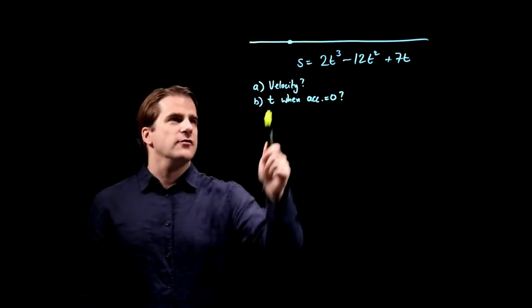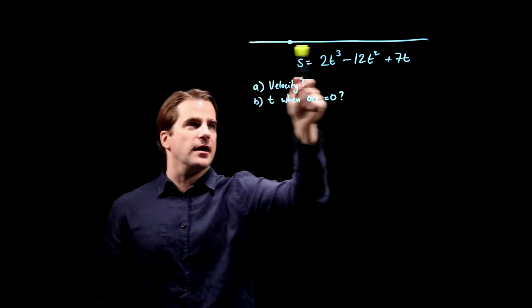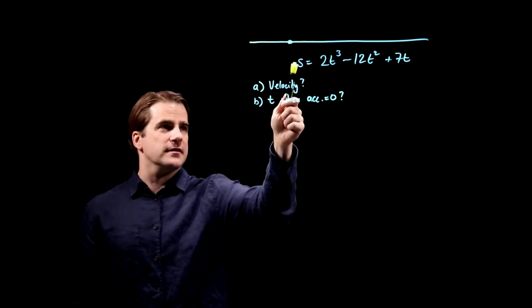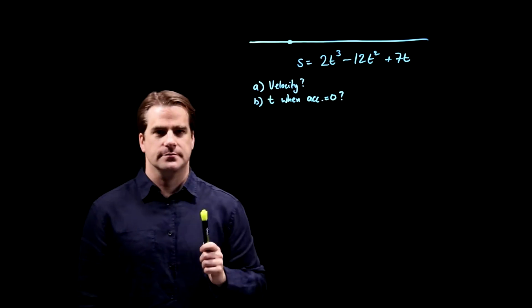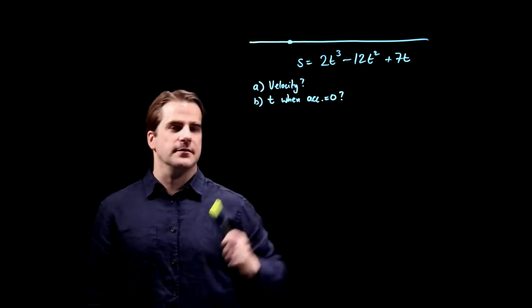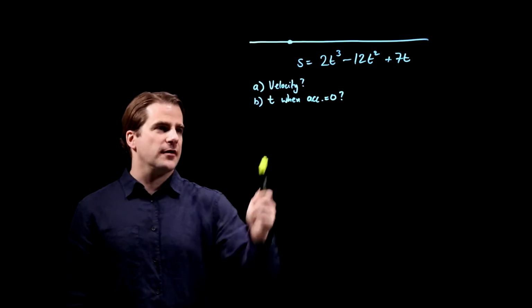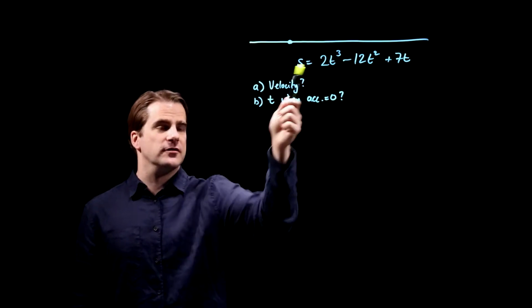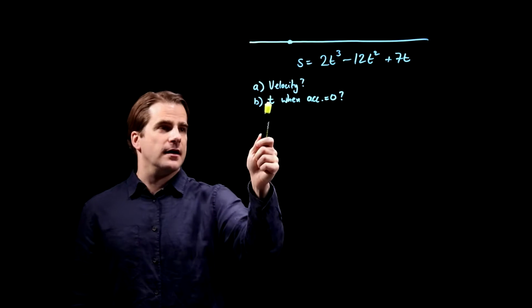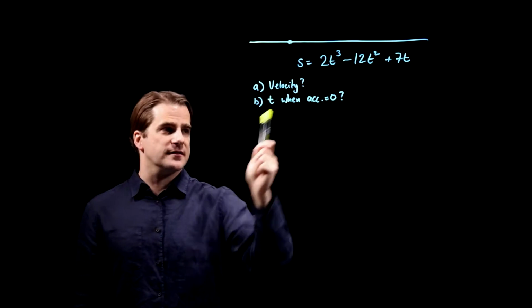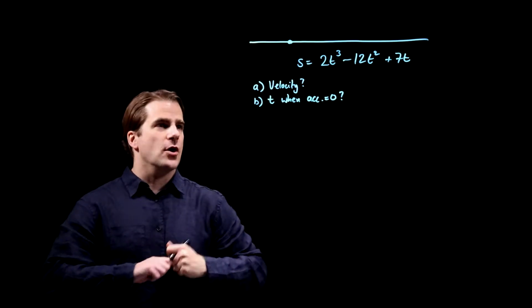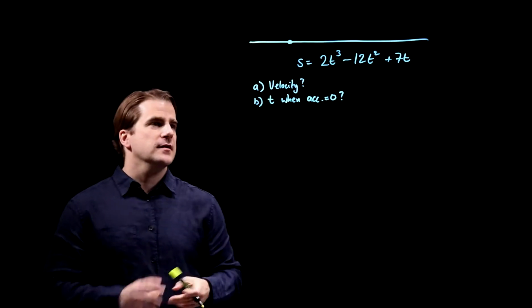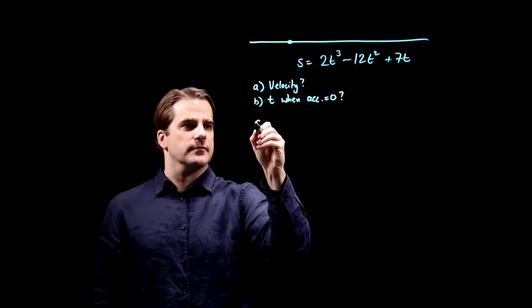Okay, we have a particle moving on a straight line and we're told that the displacement given by s is this. So it's in terms of t, time. And we have to work out an expression for the velocity of this particle and then work out the time when its acceleration is instantaneously zero. No problem.